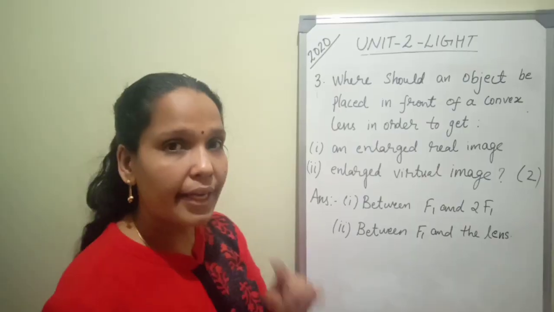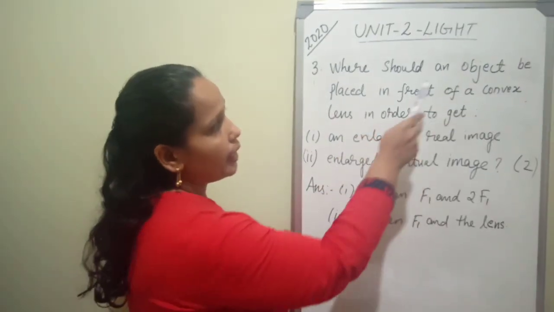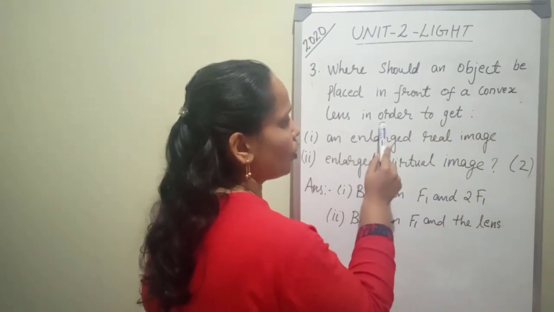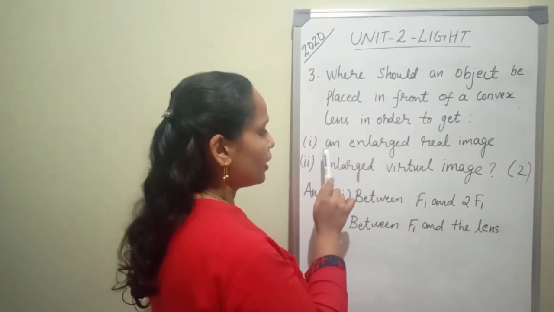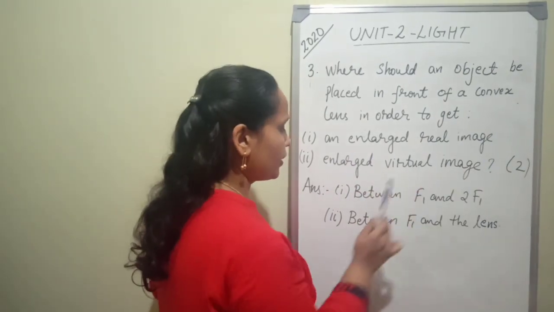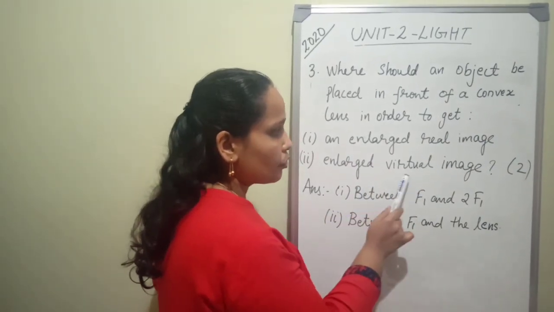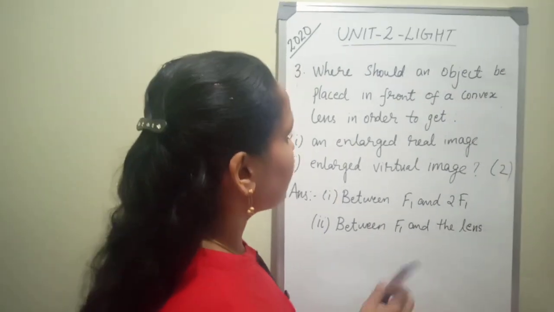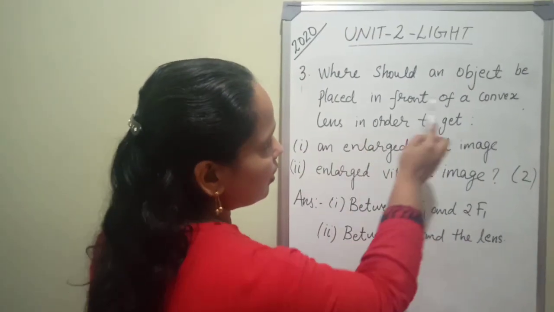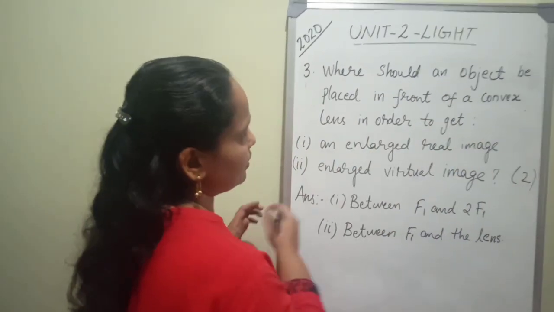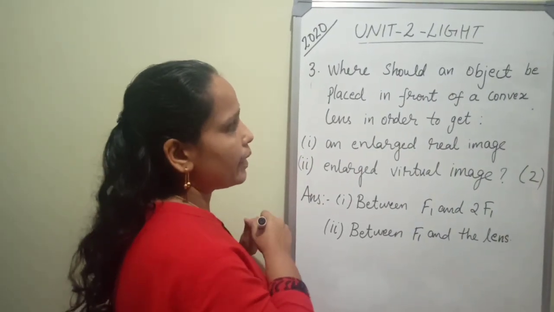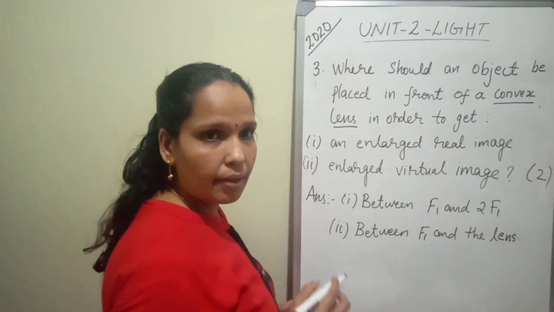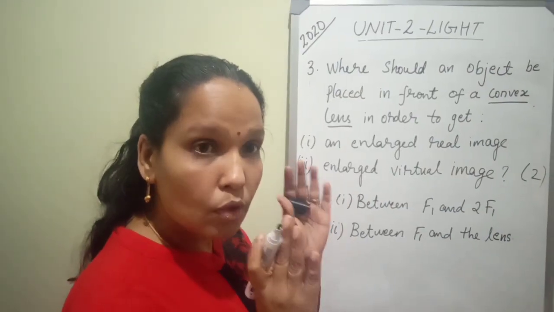Okay. Our next question is, where should an object be placed in front of a convex lens in order to get, first one, an enlarged real image and enlarged virtual image. So in this question, they are giving us what? Convex lens. Where should an object be placed in front of a convex lens? Okay. So we have to remember only about convex lens.